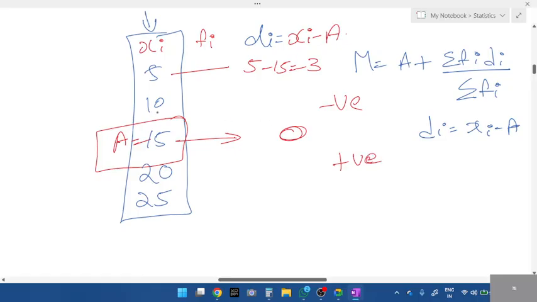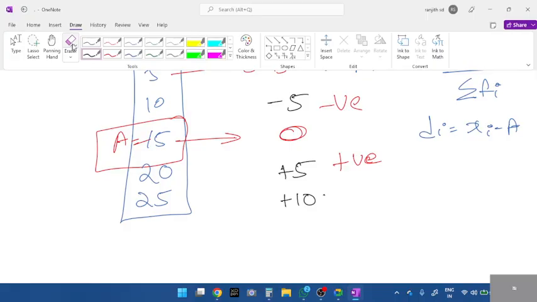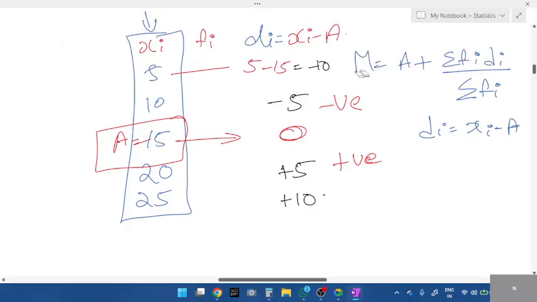Tell me the next one. 10 minus 15 is? Sorry, this was supposed to be minus 10. How much is 10 minus 15? Minus 5. Here it should be plus 5 and plus 10. Then summation of fi di. Multiply fi di, that will be the fourth column. Is it clear? All of you understood?